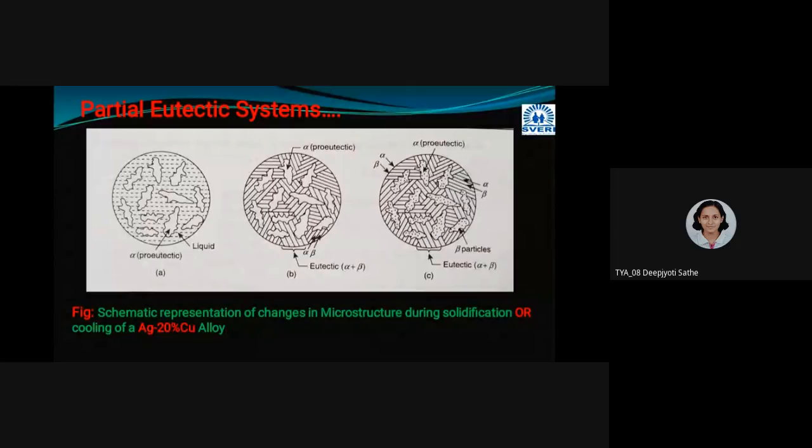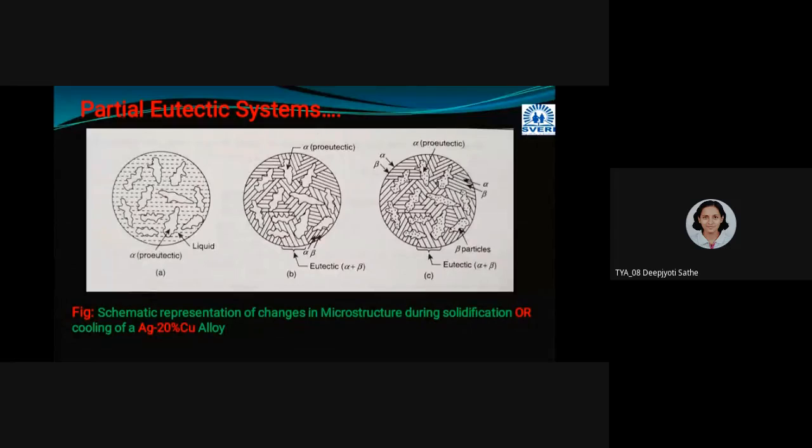Here silver is the base metal and copper is the alloying element. When the amount of alloying element exceeds its limit, it will come out in the form of beta solid solution, as precipitates. Depending on the cooling rate, whenever a higher or faster cooling rate is there, it will come out in the form of precipitates, like I have shown in diagram C, in the dotted form.